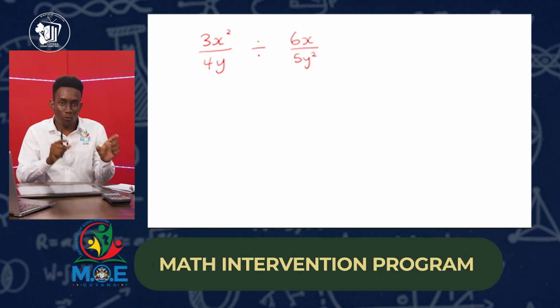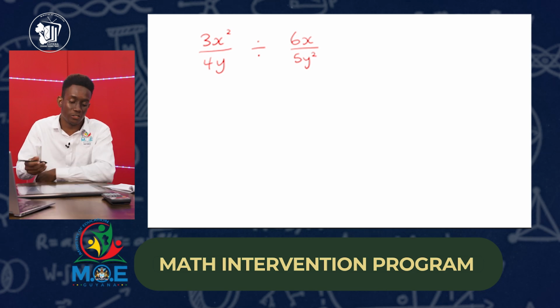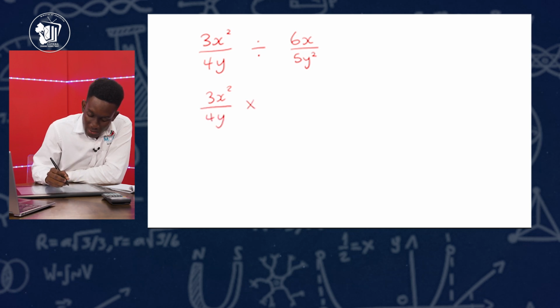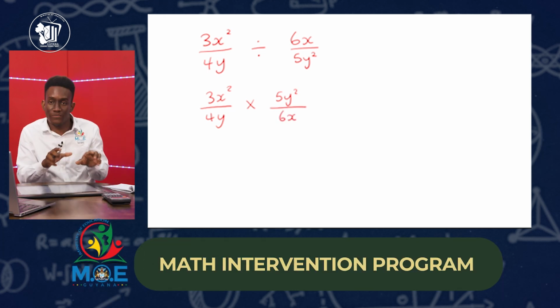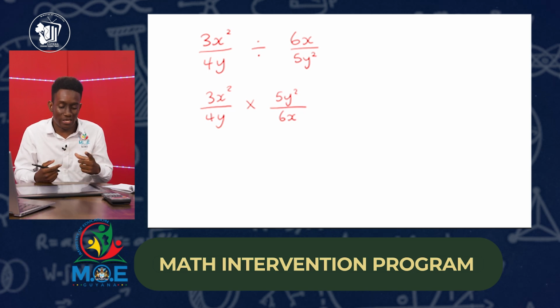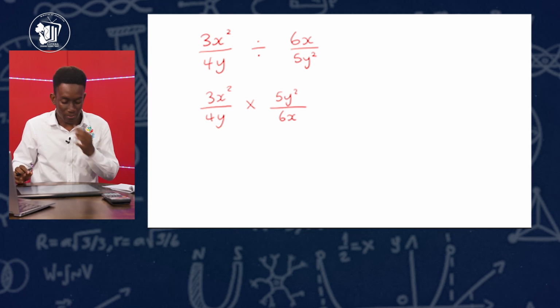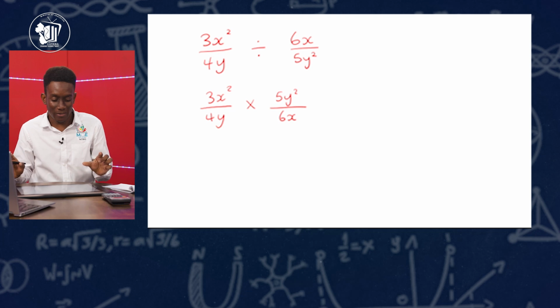So step 1, we change the division to a multiplication, and then we flip the divisor fraction. So this will now become 3x squared over 4y multiplied by 5y squared over 6x. So we change the division to a multiplication and we flip the fractions. And the same rules will apply in terms of multiplication now. So we multiply the top by the top and the bottom by the bottom. Of course, we can see if we can cancel out to make our work easy.